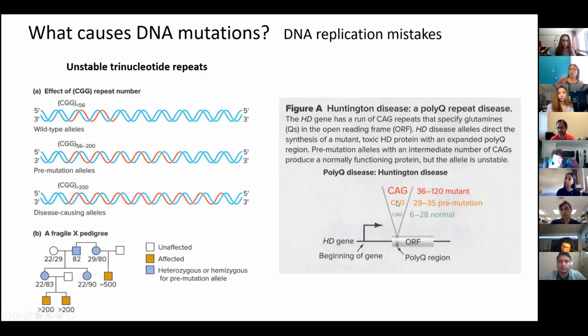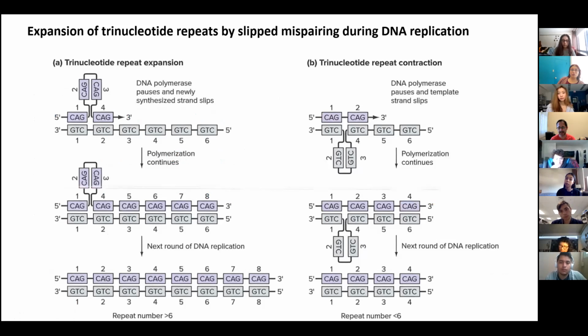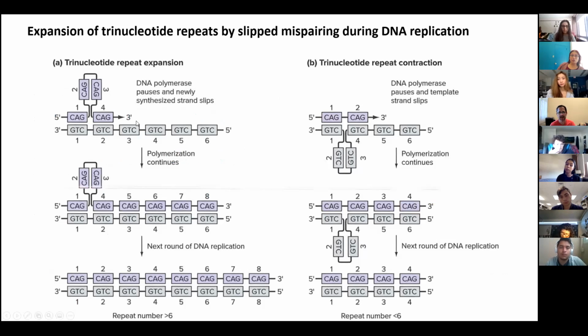This is just one example of how an increased number of repeats can be related with disease. So how does this increase in the number of repeats occur? It's something called slipped replication. Because these sequences are repeated many times, they can form loops where, because they are homologous, they can bind to each other and form structures that are not read by the DNA polymerase.